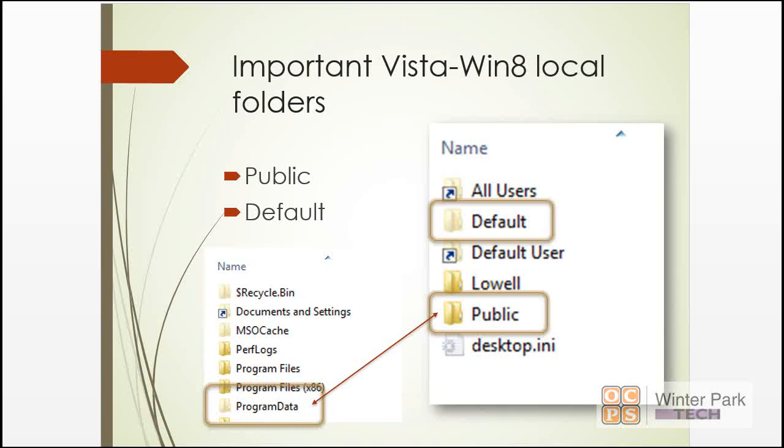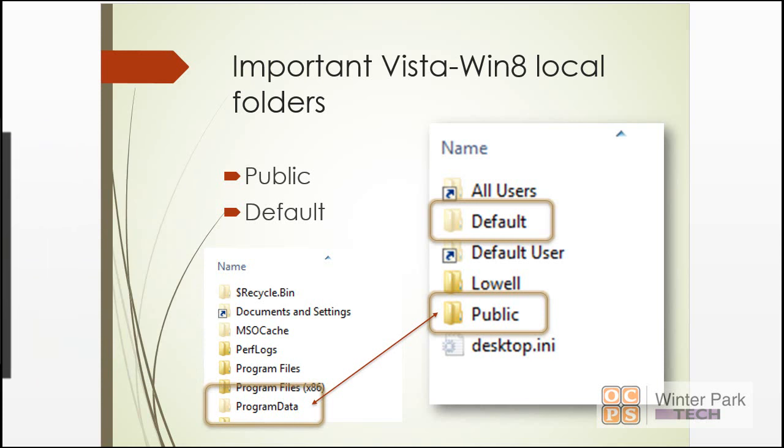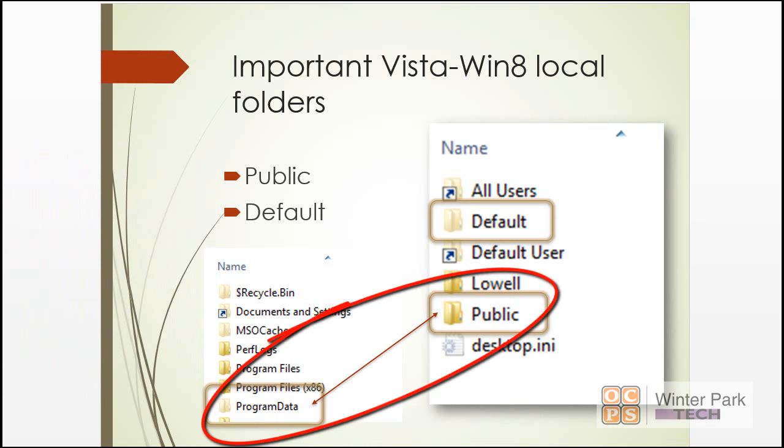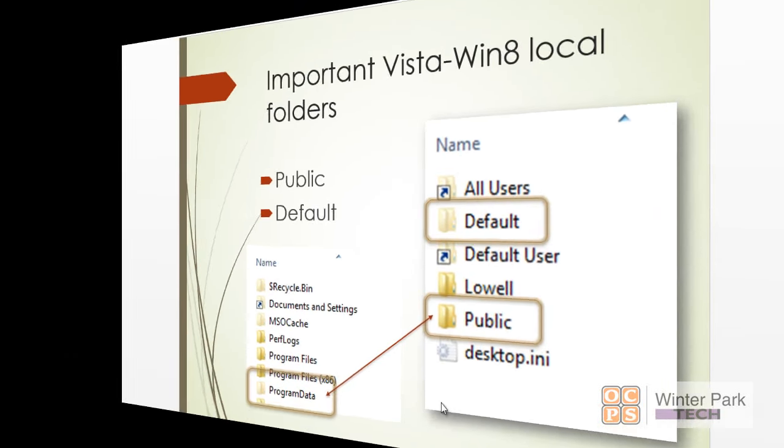In the Microsoft multi-user environment, we're going to have some very special folders in the profile system. One we're going to use to create all new user profiles. The other one we're going to use to make sure that everyone has access to the same shortcuts and application data that we've installed every time we install a new application. Those two folders, in the Windows Vista through Windows 8 operating systems, are going to be public and default.